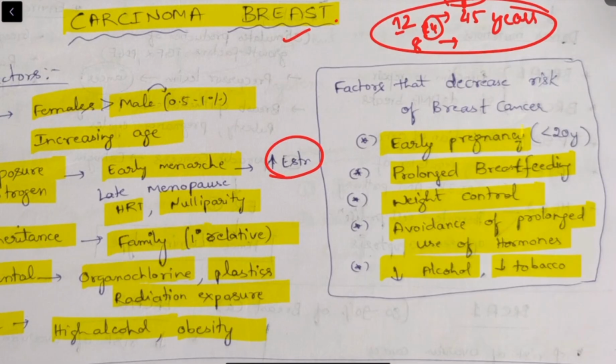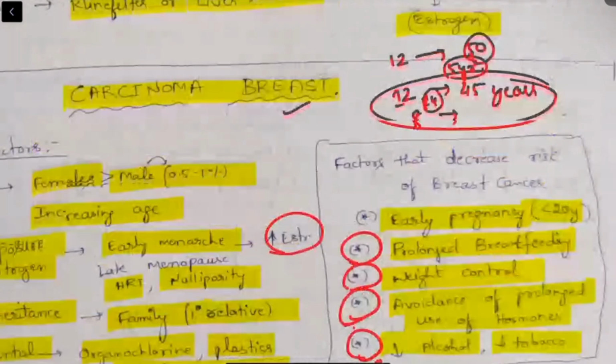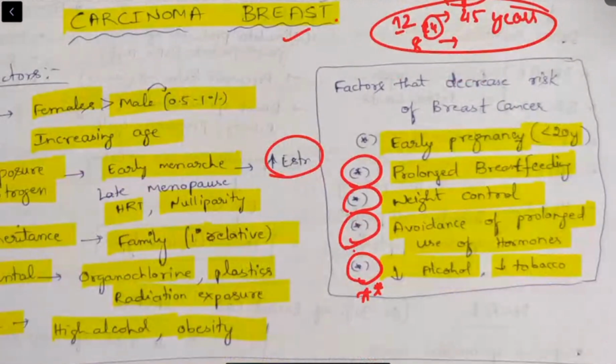So all these conditions will decrease the chance of risk factors. That is why we say to do breastfeeding for a prolonged period, exercise regularly, avoid unnecessary hormone replacement therapies, and avoid recreational drugs like alcohol and tobacco. All these conditions will in turn lead to a decrease in breast cancer. And early pregnancy is also a decreasing factor for developing CA breast.